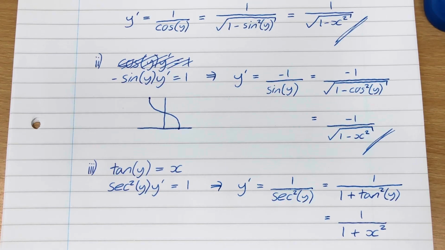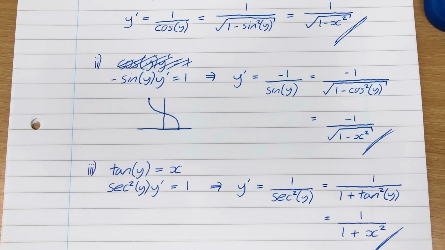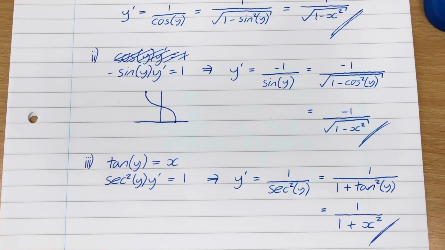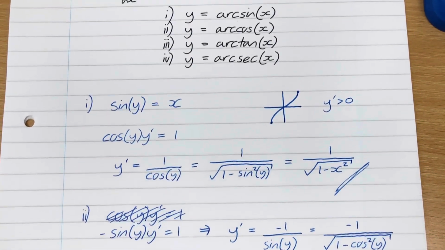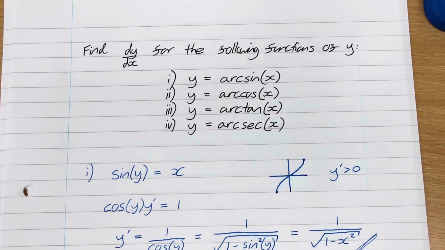in the denominator. Okay, so those are the 3 that you most certainly need to know how to do, and those are the 3 that are given in the formula booklet. So if you need to use any of those, then you can just state them. And then for a bit of fun, we're going to do the arcsec function as well.